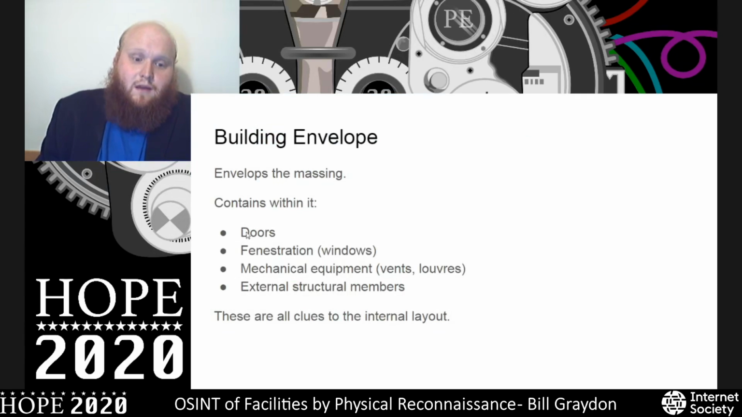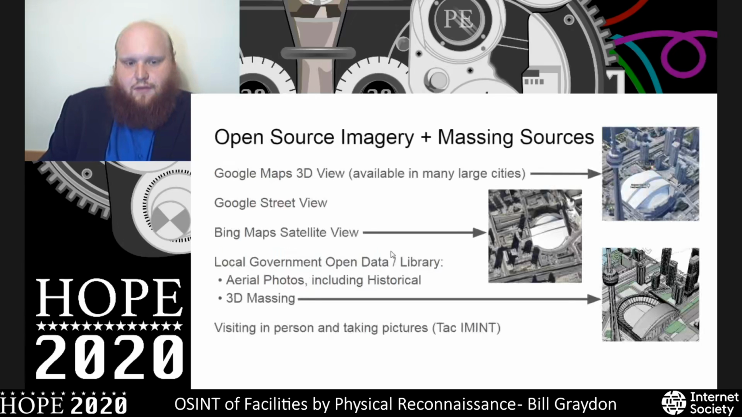It contains doors and windows, and we'll use throughout this presentation the architectural term for windows, which is fenestration. It might have mechanical equipment like vents and louvres, as well as external structural members. All of these things are clues to the internal layout, which we will talk about in depth.